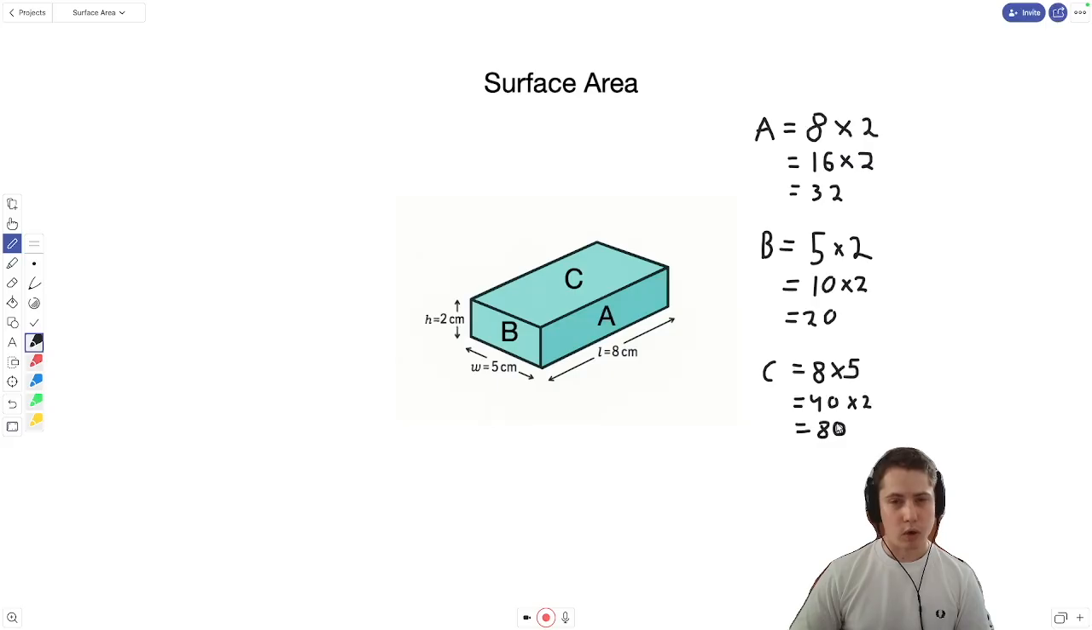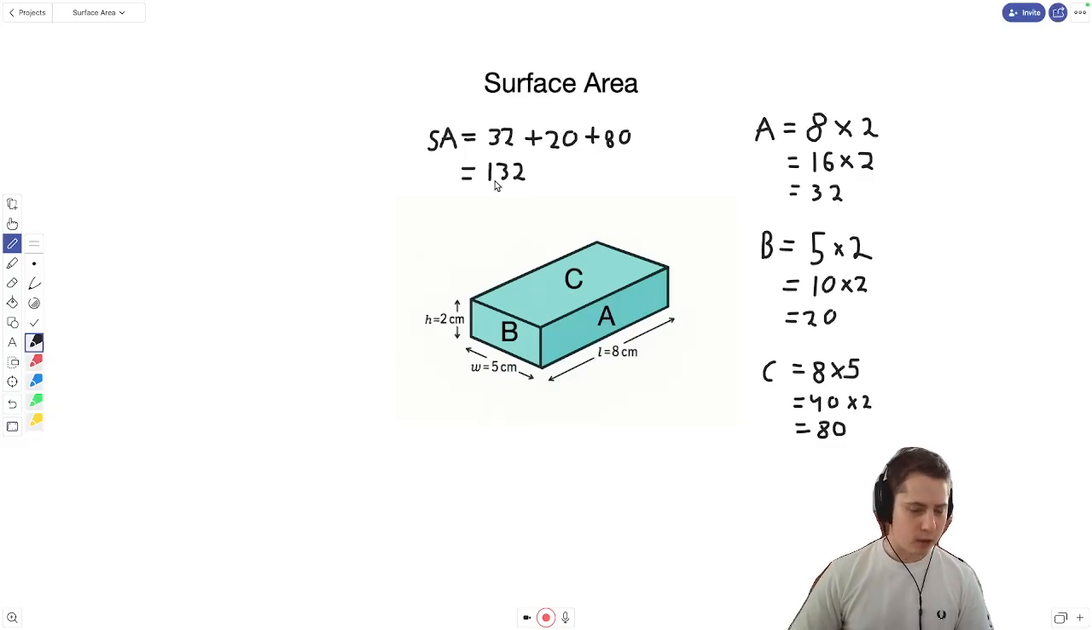So guess what? We're on our final step now. We're going to add all these up. So let's go. So surface area equals 32 plus 20, and then plus 80. All right. Now add it up. And before I write the answer, try to do it yourself. What is the final answer? If you said 132, that's correct. Well done. Okay, so that is how you calculate surface area of these type of prisms.